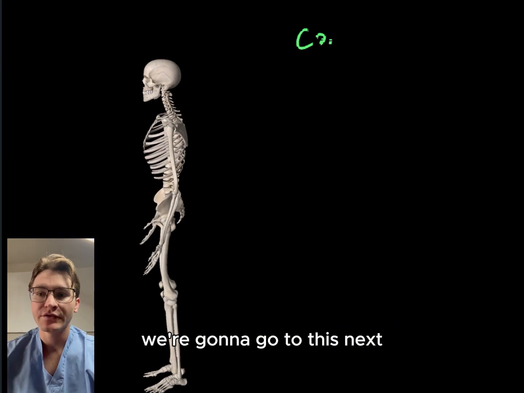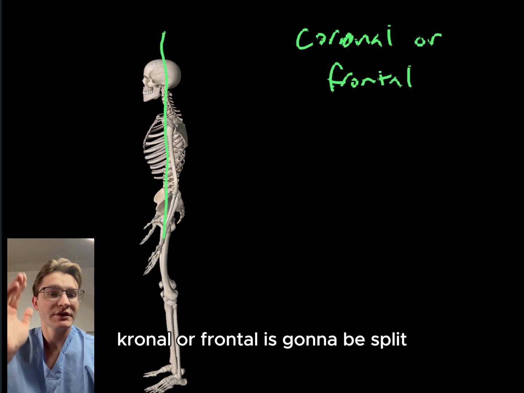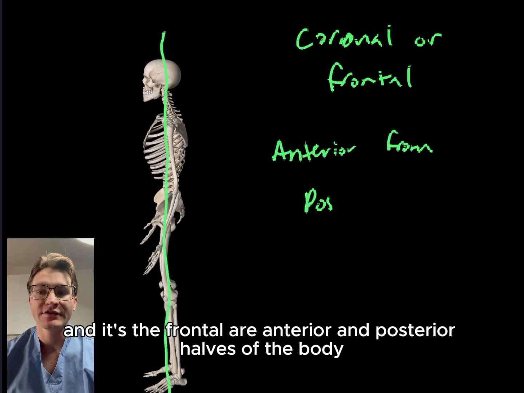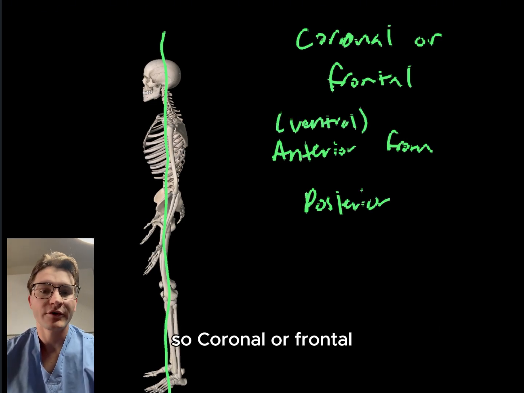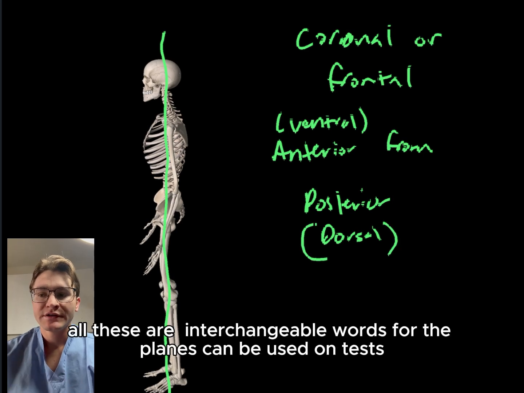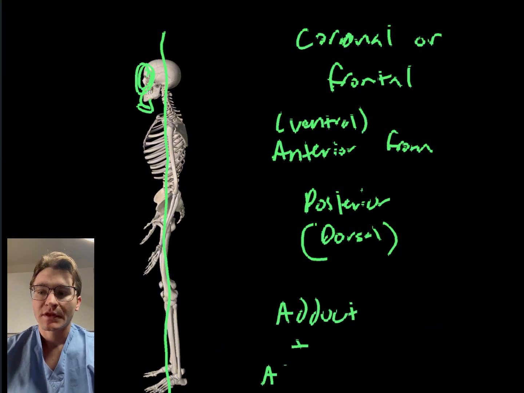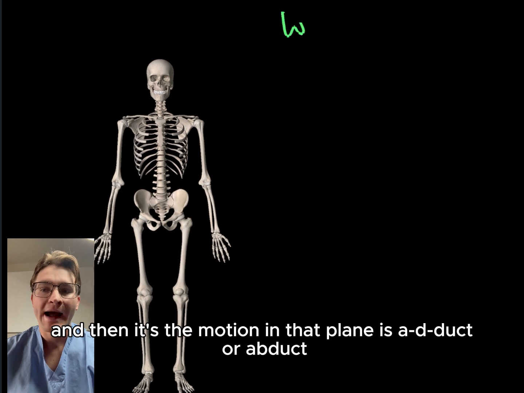We're going to change up kind of our diagram. Coronal or frontal is going to split the body into anterior and posterior halves. So it's front and back. So coronal or frontal. Keep in mind, all these interchangeable words for the planes can be used on tests, so you have to know both. And then the motion in that plane is adduct or abduct.